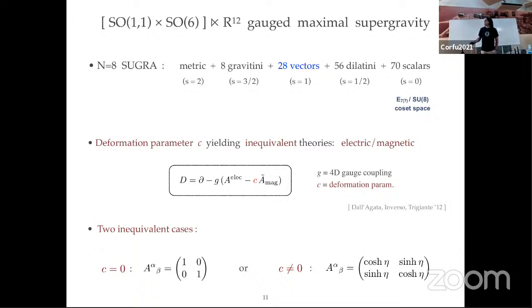So in four dimensions, you have essentially two couplings. You have g, which is the gauge coupling in the four-dimensional gauge theory, and then you have this additional parameter c, which tells you which linear combination of electric and magnetic vectors you plug into this gauge connection. And what is interesting is that there is a relation between having this parameter being zero and having a trivial SL(2) twist in this S-fold story, or having this parameter different from zero and having the non-trivial SO(1,1) twist that I was mentioning before.